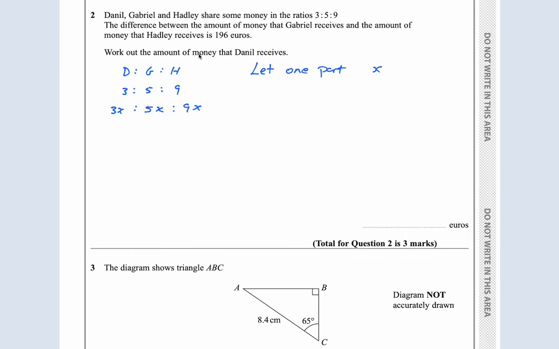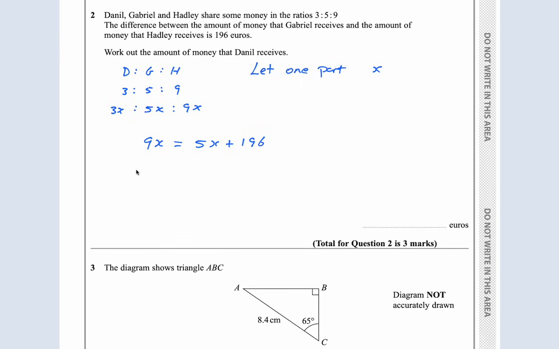Now he's saying that the difference between the amount Gabriel receives and the amount Hadley receives is 196 euros. So he earns 196 euros more than him. So my equation that I'm going to set up, as I say guys, this isn't easy. 9x is 5x plus 196. I have to add on this 196 to make them equal, because he is 196 more than him.